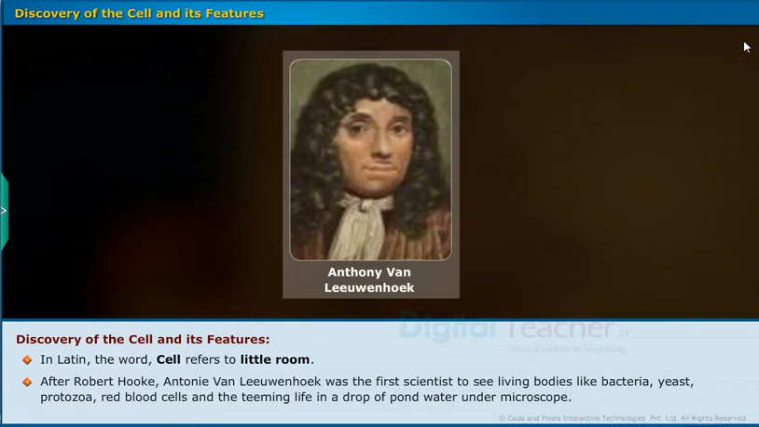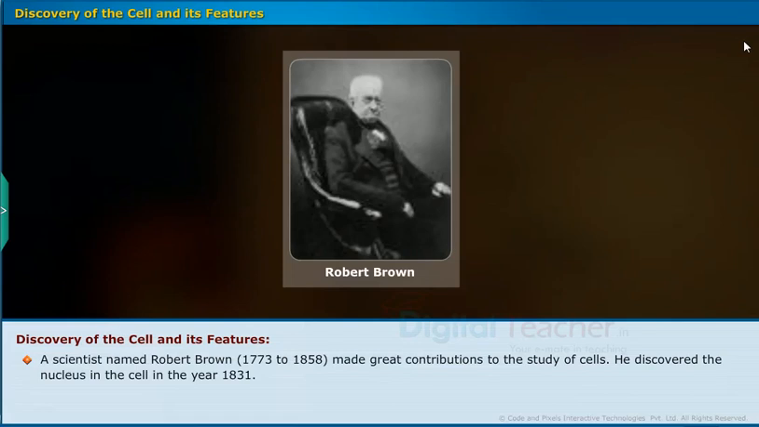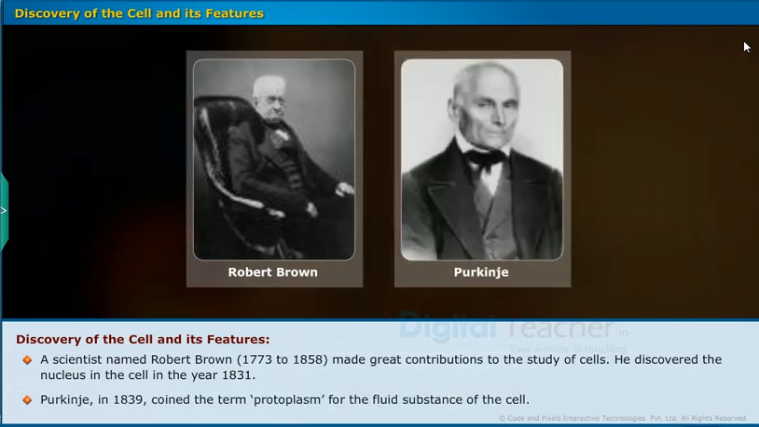After Robert Hooke, Antony van Leeuwenhoek was the first scientist to see living bodies like bacteria, yeast, protozoa, red blood cells, and the teeming life in a drop of pond water under a microscope. A scientist named Robert Brown, 1773 to 1858, made great contributions to the study of cells. He discovered the nucleus in the cell in the year 1831. Purkinje, in 1839, coined the term protoplasm for the fluid substance of the cell.